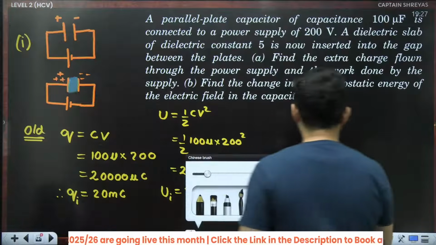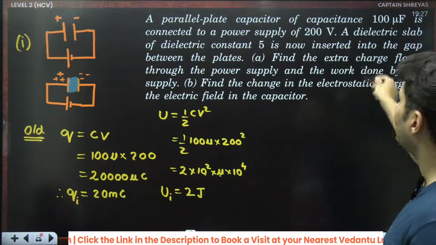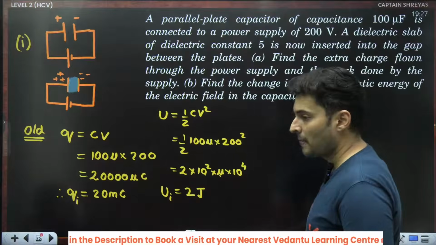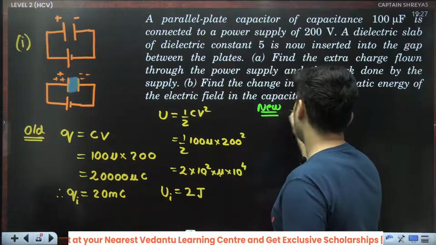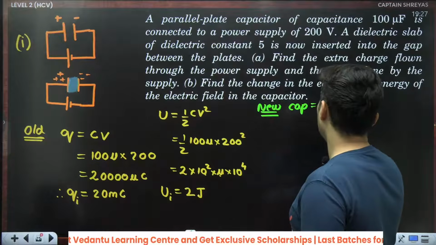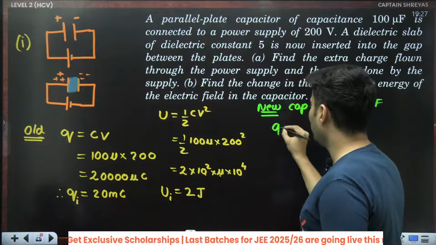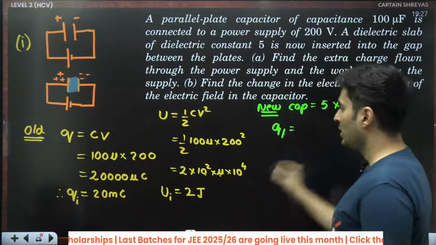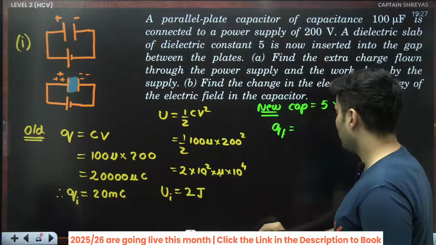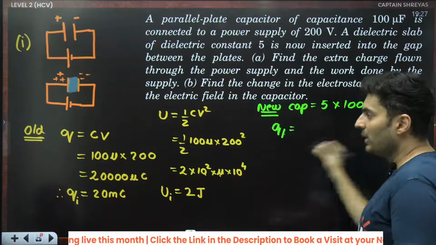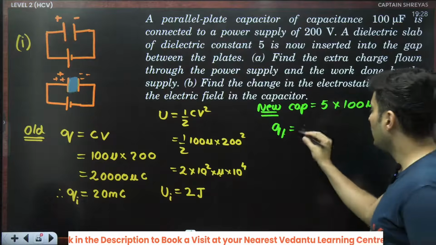Now let's look at the final. What have you done? A dielectric slab of constant 5 is inserted. So the new capacitance will be 5 into 100 microfarad. So what will be the final charge? It will be the new capacitance into voltage. Voltage was the same, capacitance increased 5 times, so charge will also increase 5 times.